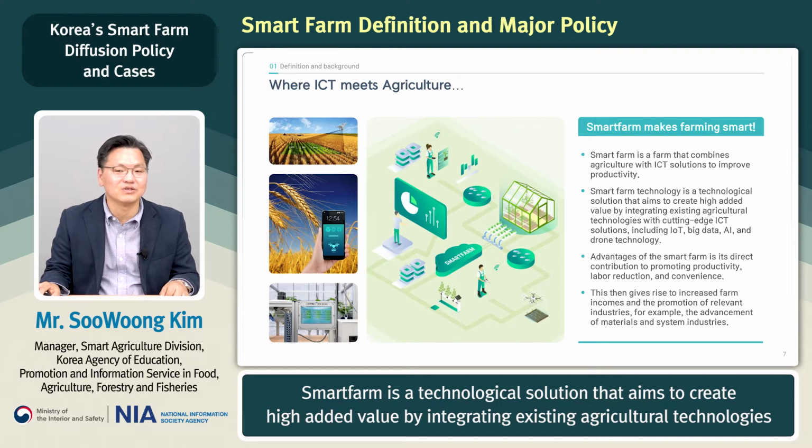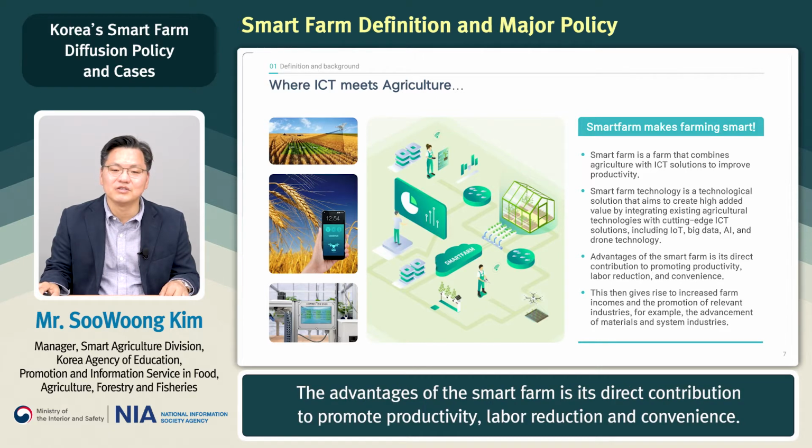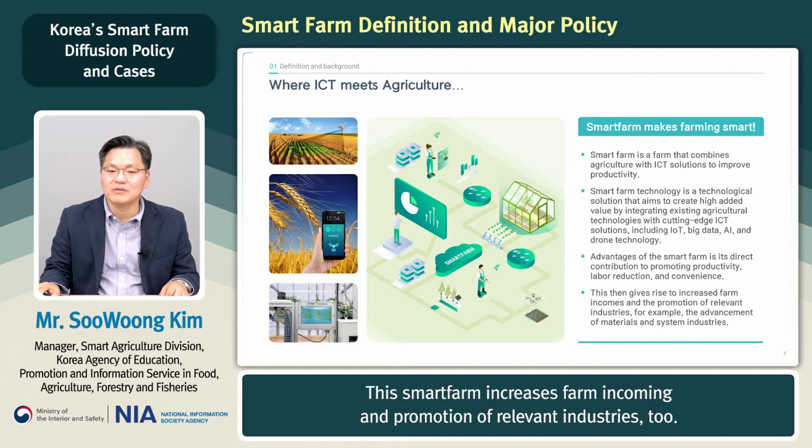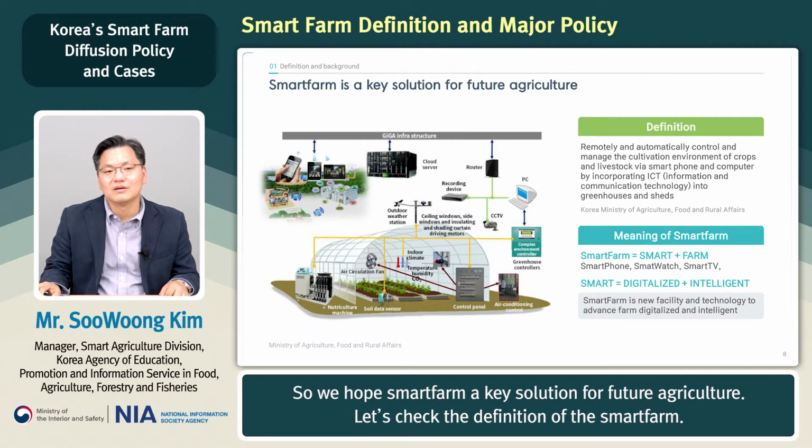Smart farm is a technical solution that aims to create high added value by integrating existing agricultural technology with cutting-edge ICT solutions. The advantage of the smart farm is its direct contribution to promote productivity, labor reduction, and convenience. This smart farm increases farm income and promotes relevant industries too. We can develop not only agriculture, but also material industries and system industries all together. So we hope smart farm is a key solution for future agriculture.